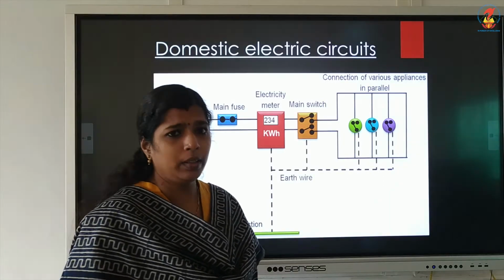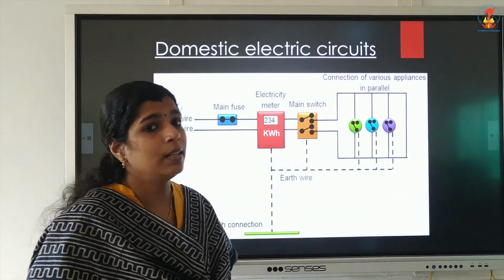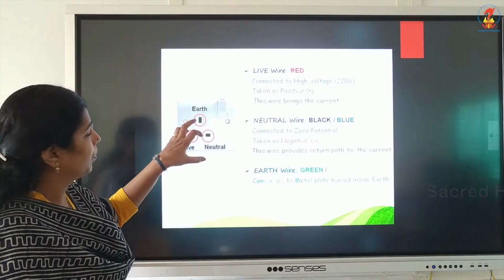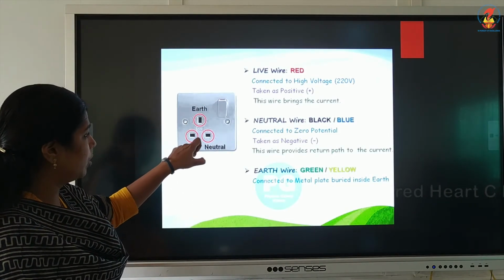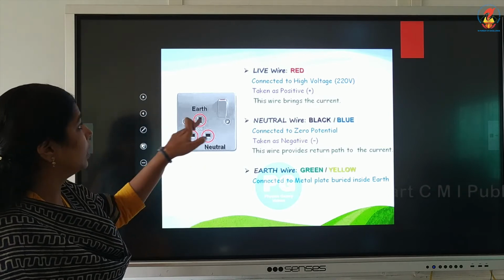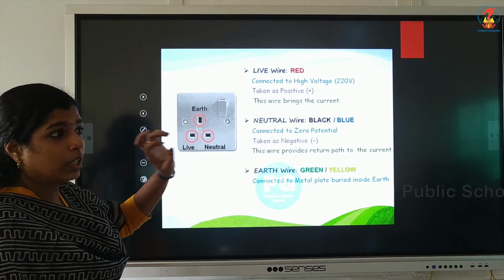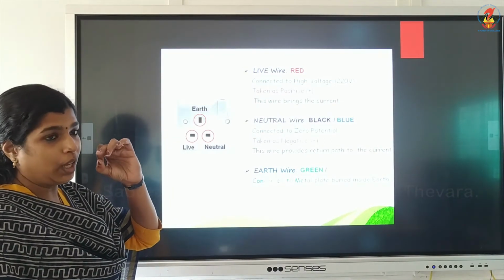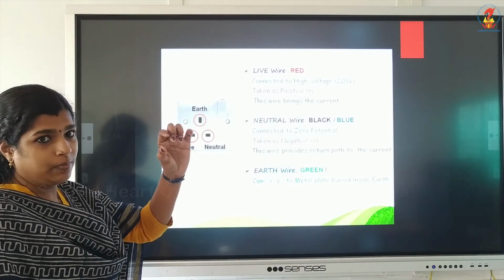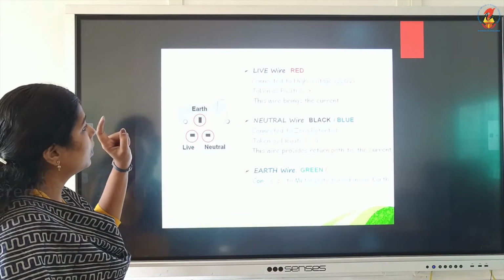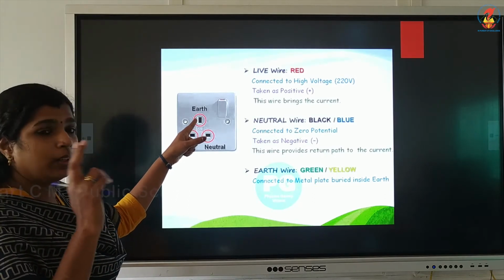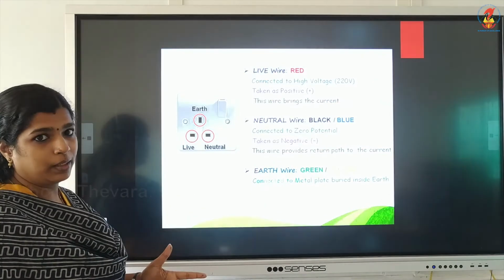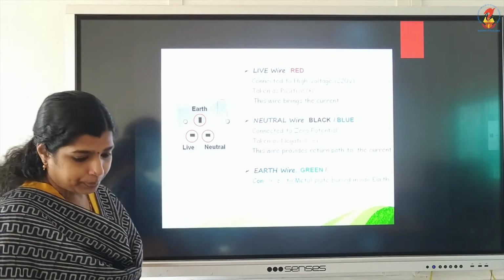We will connect normally all the appliances in parallel. So, when you plug the pin into the socket, the earth wire will come in contact first, because the earth pin is longer and thicker. Okay, the thicker and longer pin is the earth pin. So the earth pin will come in contact first, then the phase and the neutral wire will come in contact.